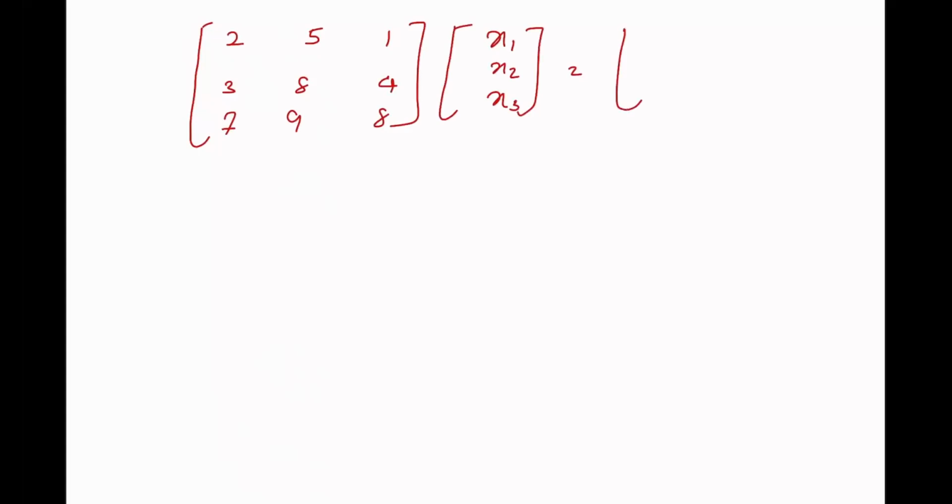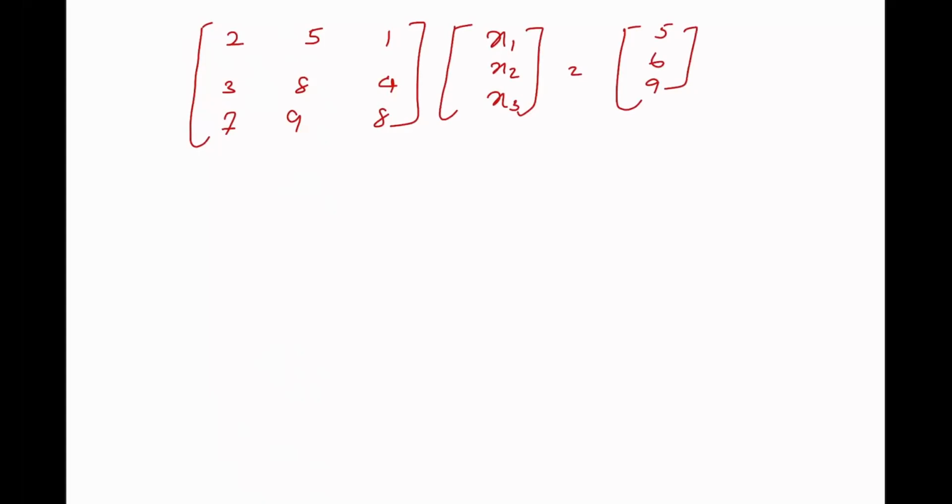Let's say some arbitrary numbers: 2, 5, 1, 3, 8, 4, 7, 9, 8 or something. And you take x1, x2, x3. And let's say this is equivalent to 5, 6, 9 or something. I don't know whether it is solvable or not, so I just write this.